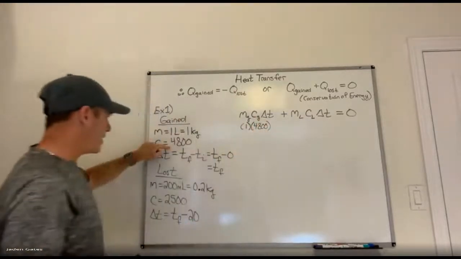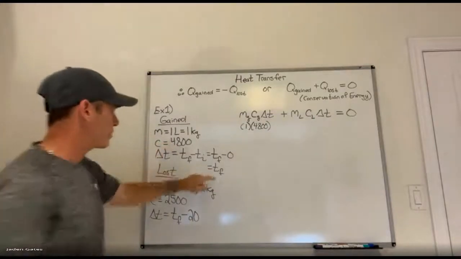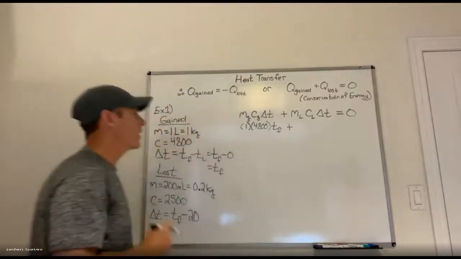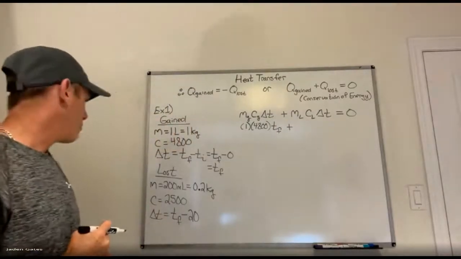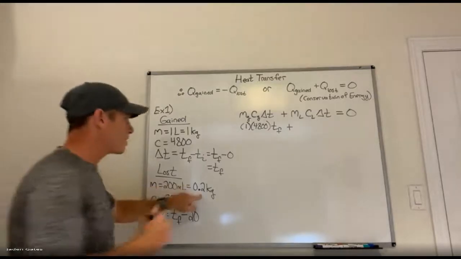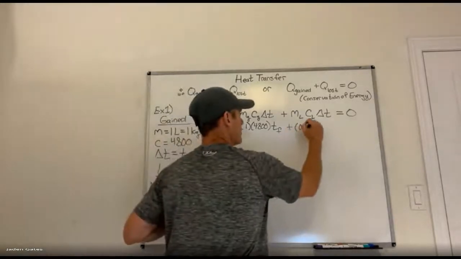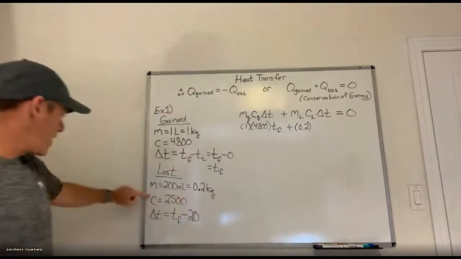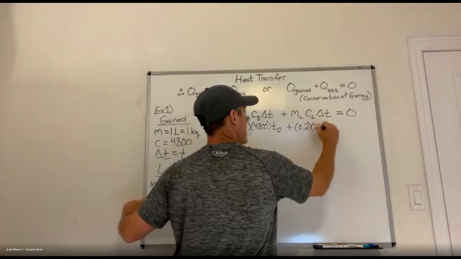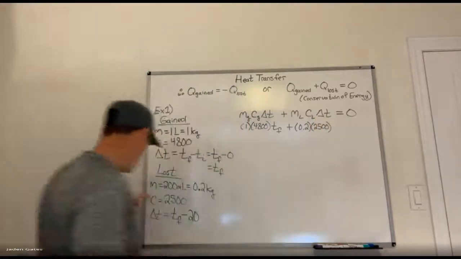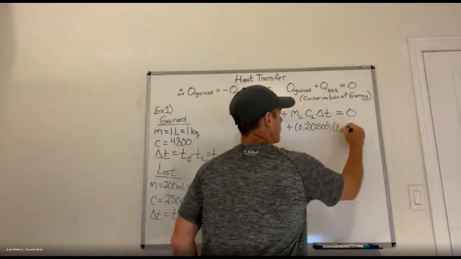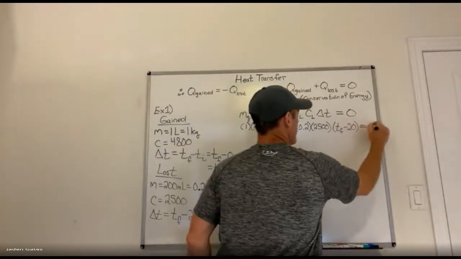And my delta T here is simply just TF. Plus, now we get to the Q lost part of it. The mass of the object that lost heat is 0.2. My specific heat capacity is 2,500. And my delta T is TF minus 20. And again, this all equals 0.